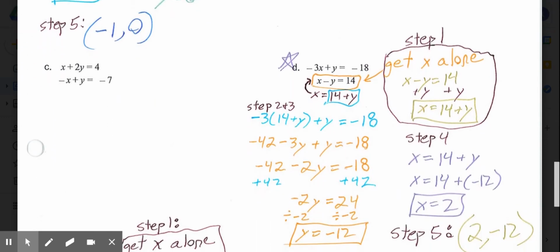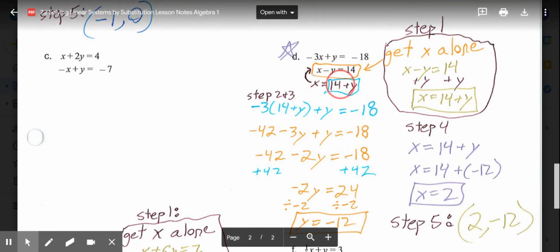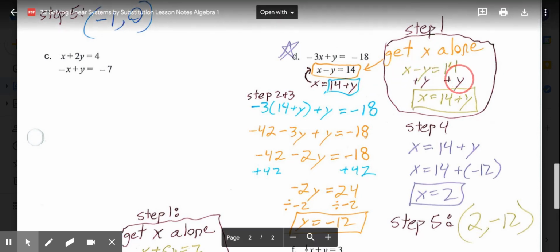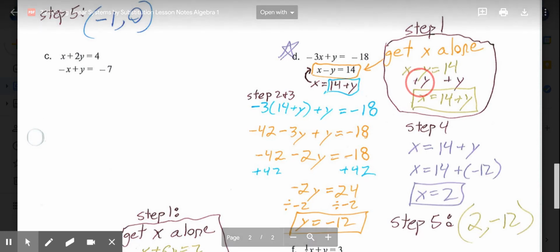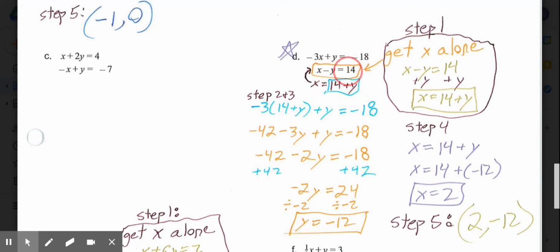So if we look at D here, we have negative 3x plus y equals negative 18, and x minus y equals 14. Doesn't matter which one I get the variable alone on, but I need to get a variable alone on one of the 2 equations. So I use the bottom one here, and I decided to get x alone by adding y to each side. So that would mean x equals 14 plus y.